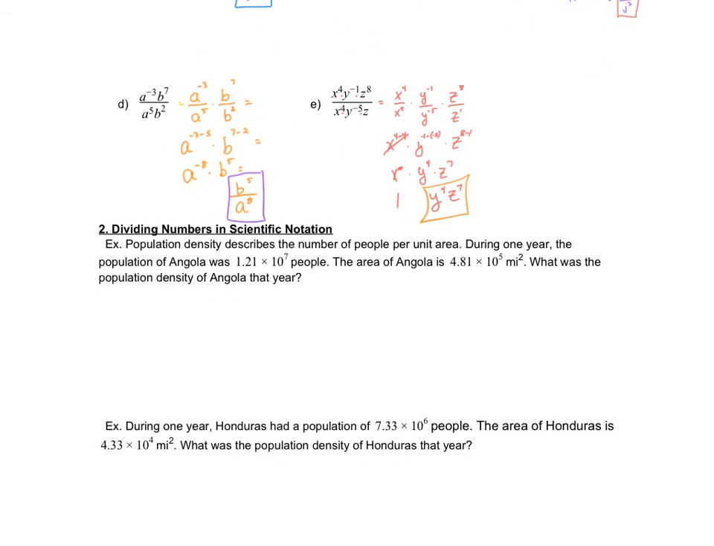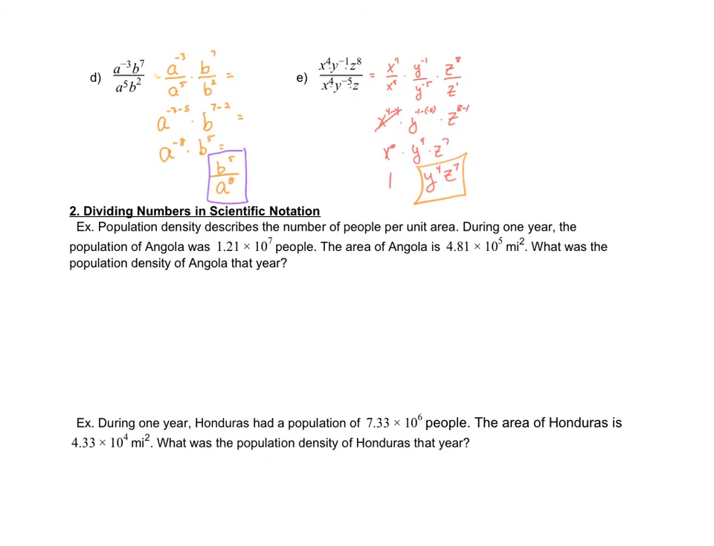Okay, so population density. We're going to start talking about scientific notation again and using some of our properties. Population density describes the number of people per unit area. During 1 year, the population of Angola was 1.21 times 10 to the 7th people, and the area of Angola was 4.81 times 10 to the 5th miles squared. What was the population density of Angola that year?